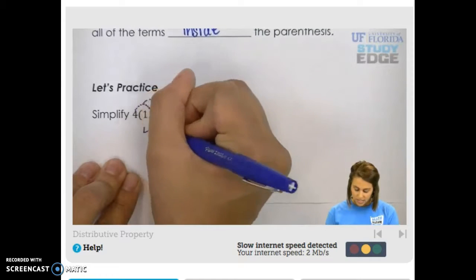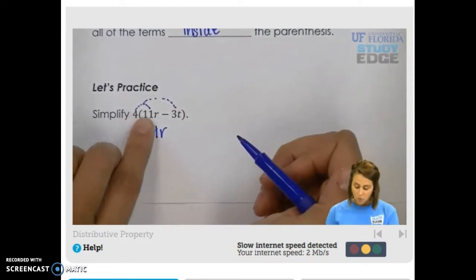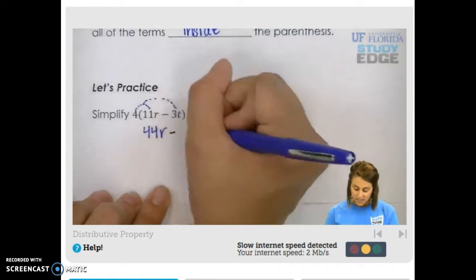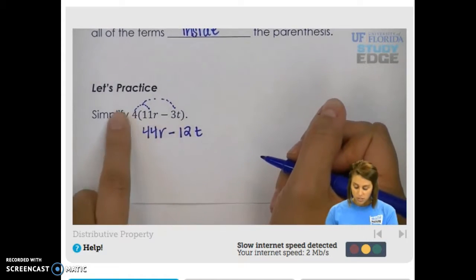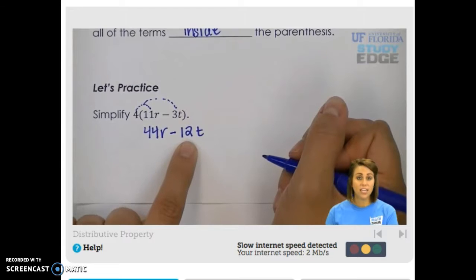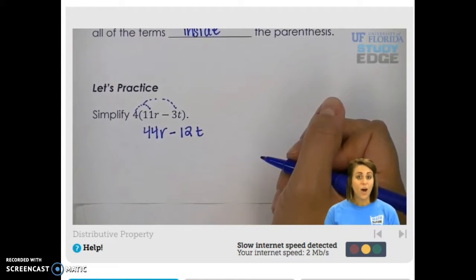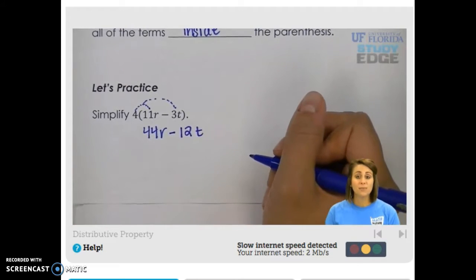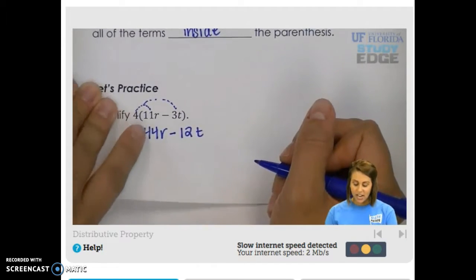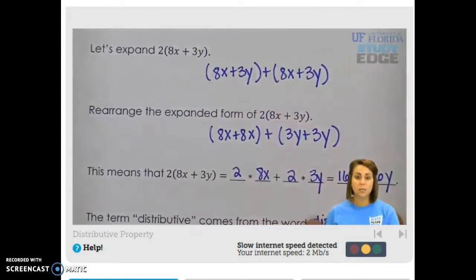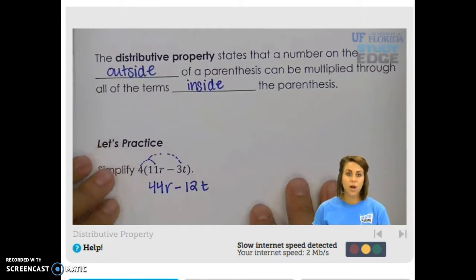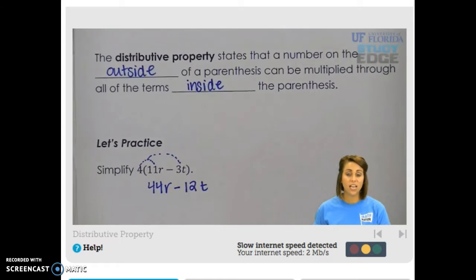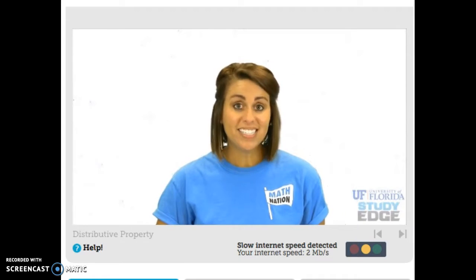So 4 times 11 is 44, so we have 44r. 4 times negative 3t is going to give us negative 12t, or that's the same as minus 3t, right? So 4 times 3 is 12, and that's the same thing as subtracting 12t. So we've got distributive property here without even having to expand it. As long as we understand the idea of expanding, like we did here in our example above, we can use what we found here to keep a rule of thumb for distributive property, which is just to multiply everything on the outside by everything on the inside of parentheses, and that makes distributive property pretty easy, right? Good job.